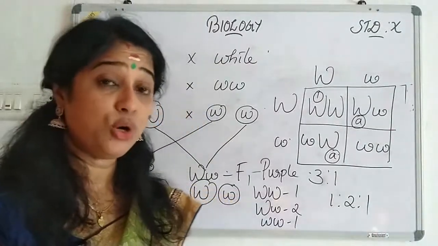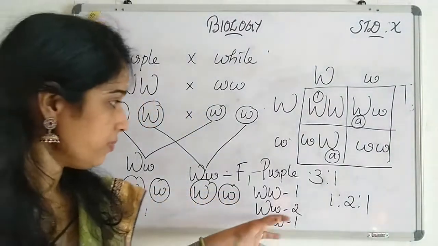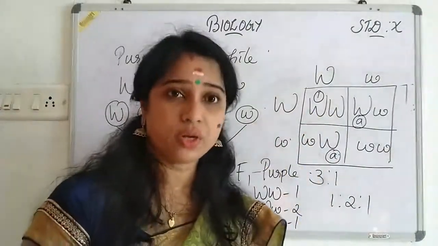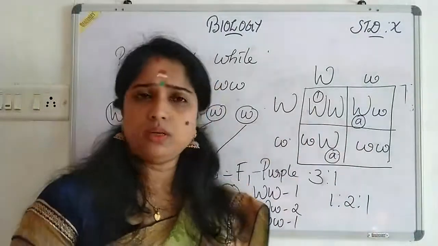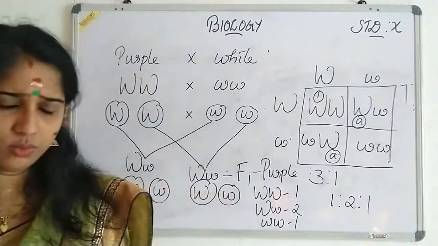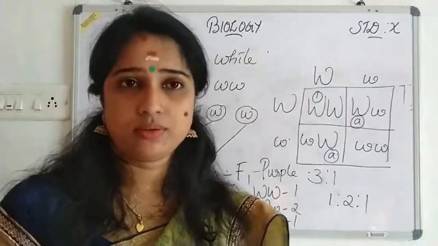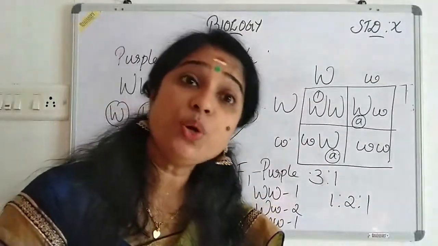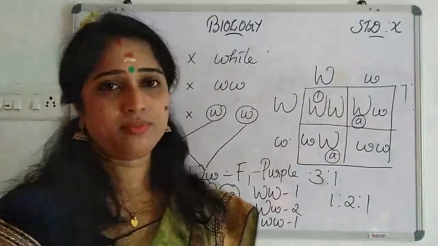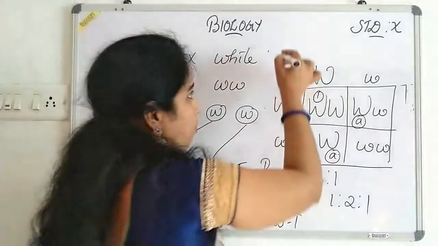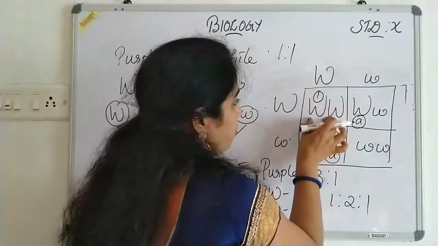So from the exam point of view, you may be asked to write the ratio in the monohybrid cross between purple or white, or tall or dwarf. In the F2 generation, what's the ratio of pure tall to dwarf? Then how will you write? 1:1. Here only one pure tall.